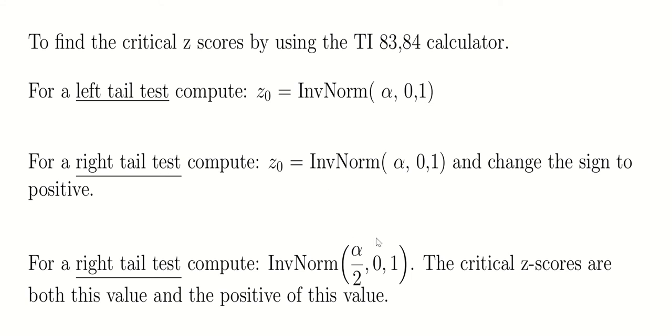So it's really nothing new in terms of computations. We know how to use the inverse norm from before. For the left tail, it's just inverse norm alpha, 0, 1. For the right tail, it's inverse norm alpha, 0, 1, and then remember to switch it to a positive sign. And for a two-tail test, be a little bit careful here. It's inverse norm, but you need to use alpha divided by 2, 0, 1.